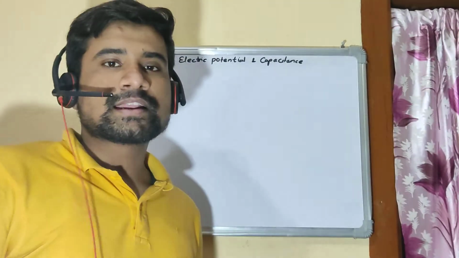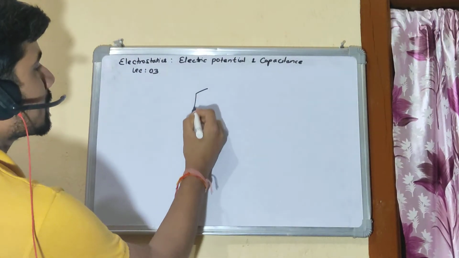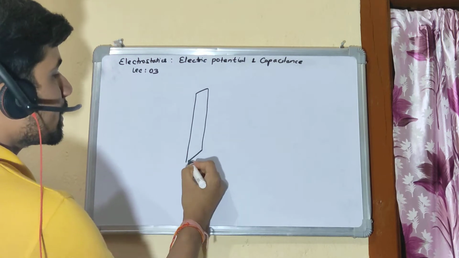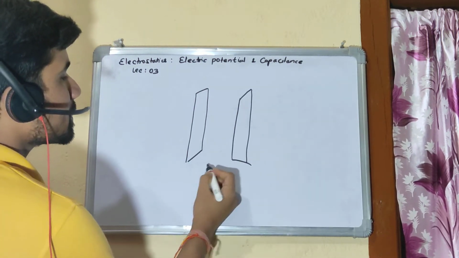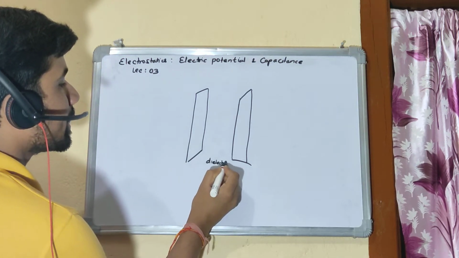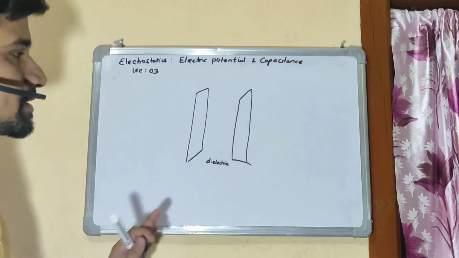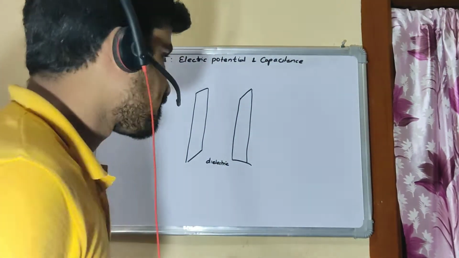So let's recap a bit about what we discussed in the last lecture and then we'll continue with the new topics. So we discussed what is a capacitor. A capacitor is nothing but a system of two conductors separated by some dielectric or insulator. And this system is capable of storing charge.